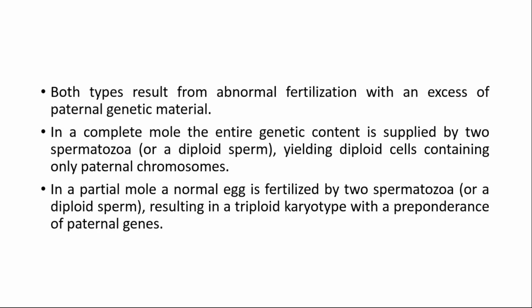So coming to a complete mole. In a complete mole, the entire genetic content is supplied by two spermatozoa or from a single diploid sperm, yielding diploid cells containing only paternal chromosomes. That means in a complete mole, the diploid sperm will fertilize an empty ovum. So it will have a configuration of 46XY, but still it is a molar pregnancy because of the empty ovum. But in a partial mole, a normal egg is fertilized by two spermatozoa or a diploid sperm, resulting in a triploid karyotype with a preponderance of paternal genes.